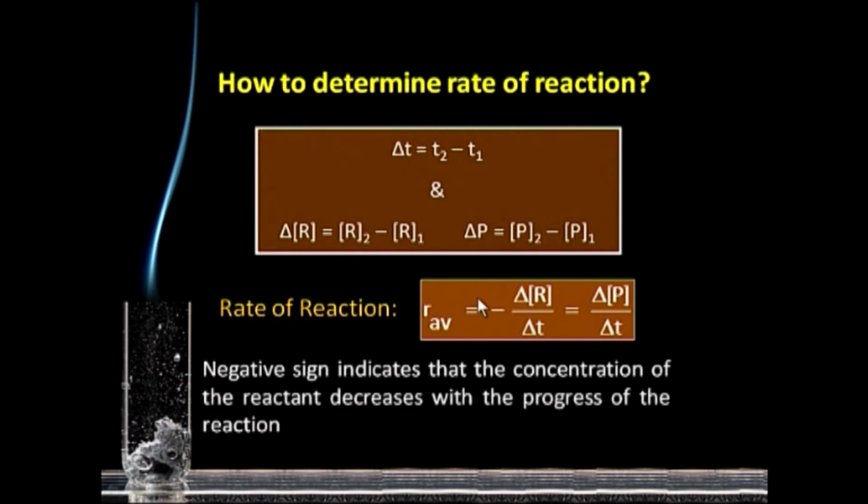We have used the negative sign because the reactant concentration decreases with time, and we want to express rate of reaction as a positive quantity. And also we must remember the rate that we get is the average rate. The rate of reaction changes with time, and therefore whatever rate that we have calculated is the average during that time period.